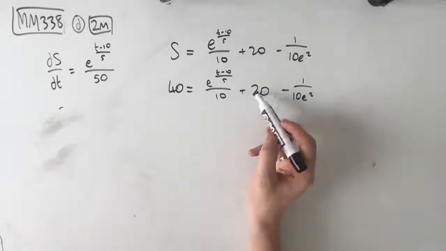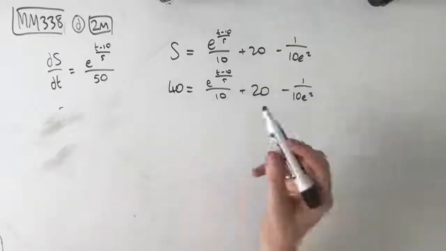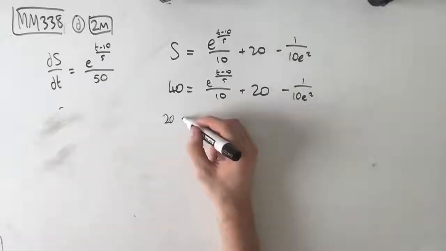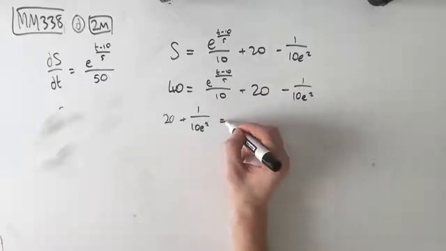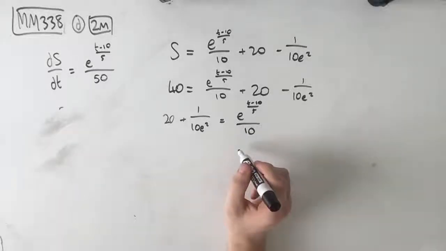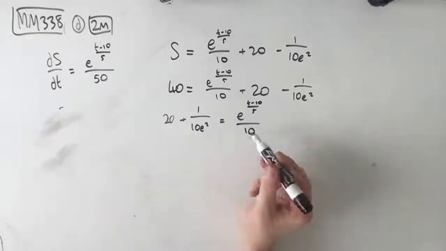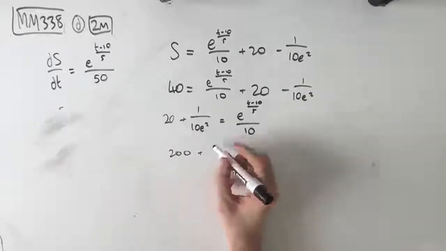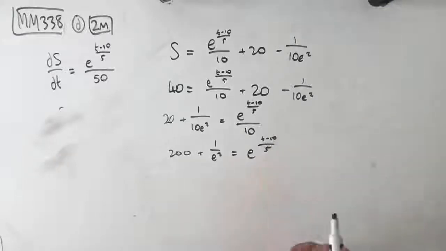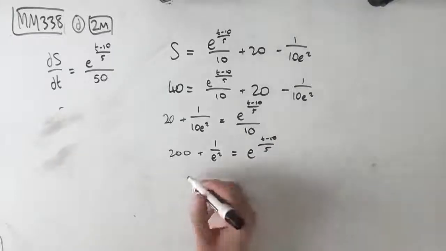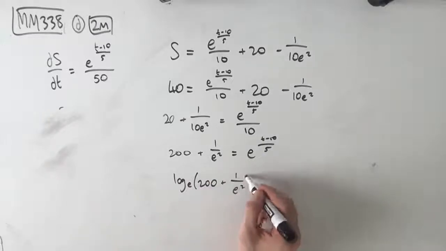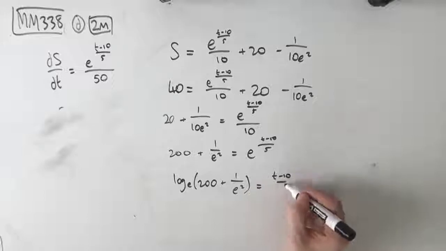So what we're going to do is take 20 and 1 on 10 e squared to the other side. So 40 minus 20 is 20. And then we're going to add that to this side. 1 over 10 e squared equals e to the t take 10 over 5 over 10. And then what we're going to do is simply multiply both sides by 10. So we get 200 plus 1 on e squared, which equals e to the t take 10 over 5. And then we can take the log of both sides. So we get log e of 200 plus 1 over e squared, which equals t take 10 over 5.